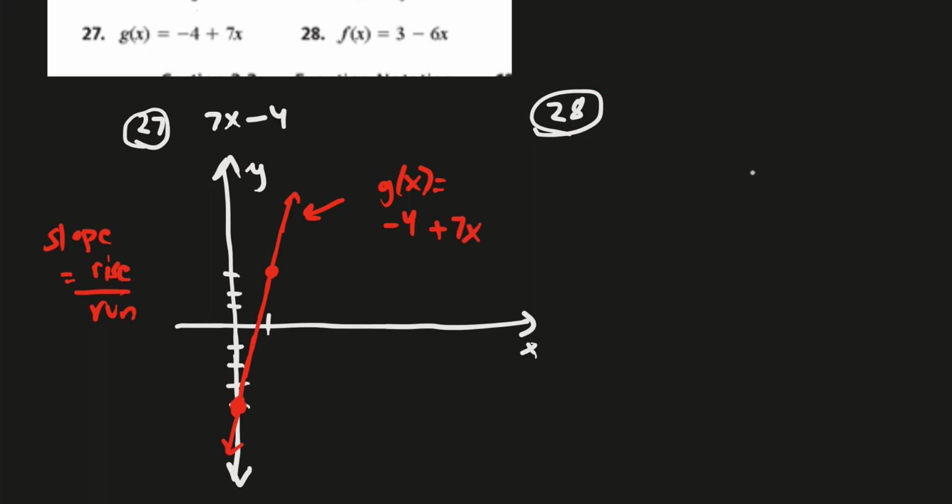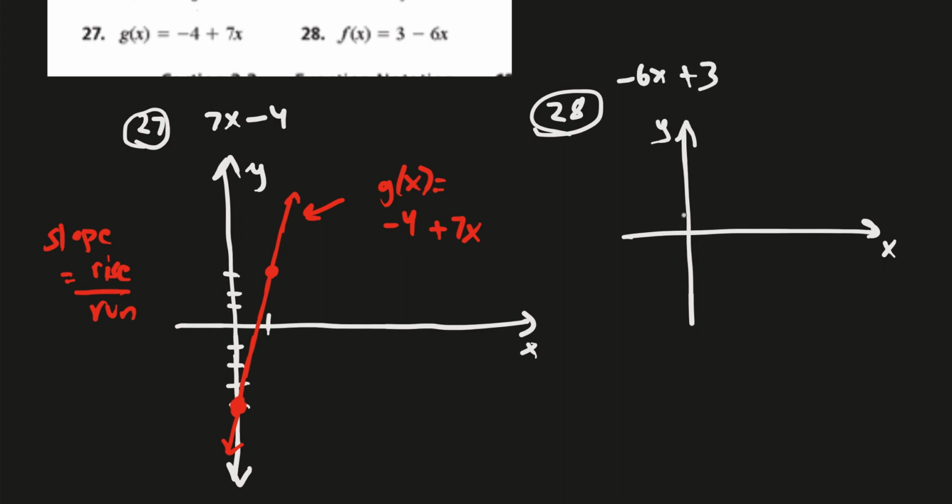Let's do this one. I think I might need more negatives for this one. Alright, so our slope is negative 6. So if I rewrite this, it's just negative 6x plus 3. 3 is our y-intercept. Negative 6 is our slope. So 3 is our y-intercept.